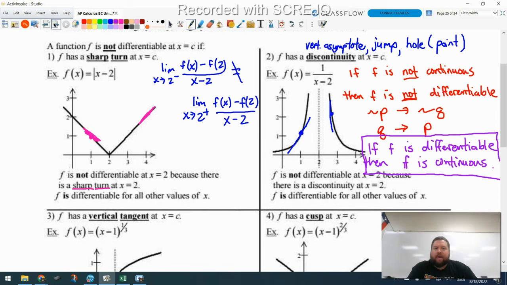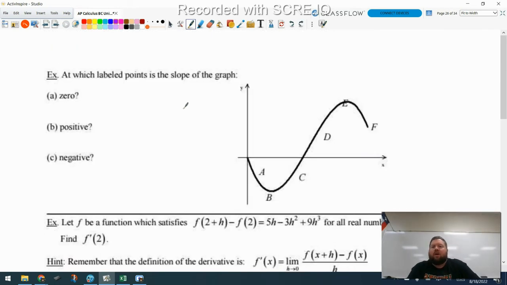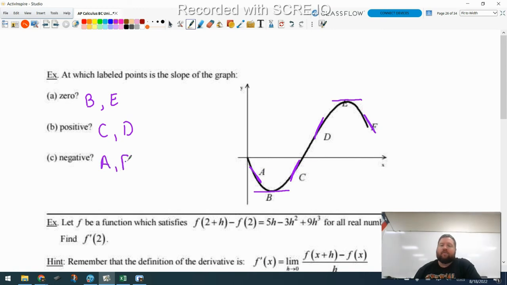All right, moving on to the back. Which labeled points is the slope of the graph 0? You should be able to draw a horizontal line. The slope of 0 is a horizontal line here and here. So that's B and E. Positive. So we want positive slopes. Looks like here and here. C and D. Negative slopes. Looks like here and here. A and F.